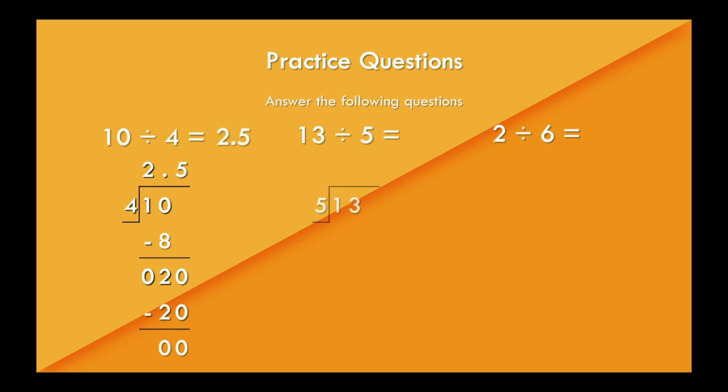The next question is more of the same. 13 divided by 5, set up as normal. The closest we can get to 13 is 10, so we write 2 above, 10 below, and subtract, giving us a remainder of 3. Now, we arrive at the same problem.